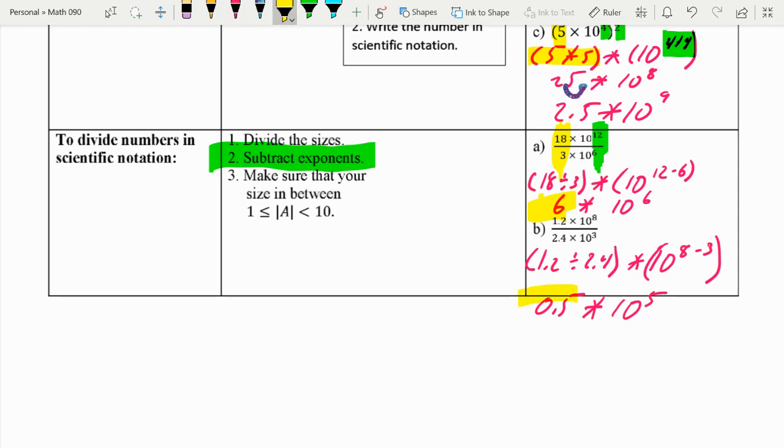Well, is this written in scientific notation? No, because it's not between 1 and 10. How do I make that number between 1 and 10? I have to move the decimal to the right. So this is going to end up giving me 5. There's my decimal. Times 10. Since I moved it to the right, I'm going to subtract from that. So it's going to be 10 to the 4th. Now, technically, I don't need this decimal here, so let me erase that.